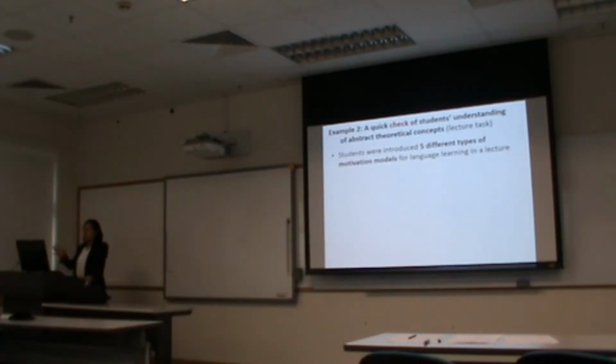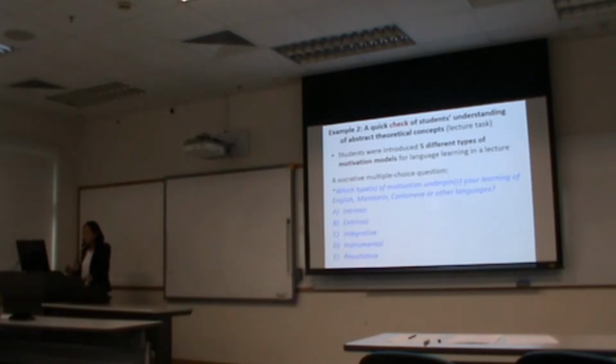So 5 different types of models. There will be some overlapping between different models, right? So now I feel I need to check whether they have really understood the differences between the 5 different types of models. So I posted a multiple choice question: which types of motivation underpin your learning of English, Mandarin, Cantonese, or other languages? So they are intrinsic, extrinsic, integrative, instrumental, resultative, quite technical, right? So maybe they could discuss, they could go back to the slides which they learned, okay? And then they can enter a choice.